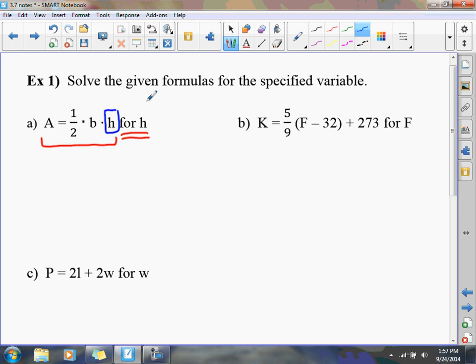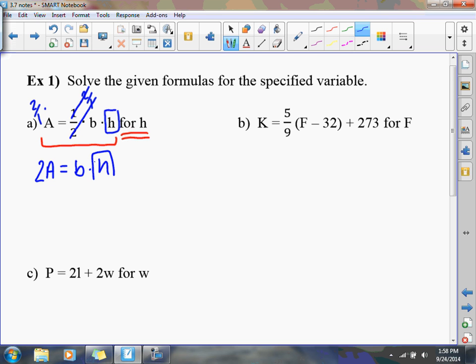So I'm going to divide by 1/2. But remember, we never divide by a half. We never divide by a fraction, we multiply by the reciprocal. So I'm going to multiply both sides by 2. And let me just write it over here, I guess. Times 2 over 1 times 2 over 1. So then the 2 and the 1/2, they're going to cancel each other out. And now I have 2 times a, so I have 2a equals base times height.